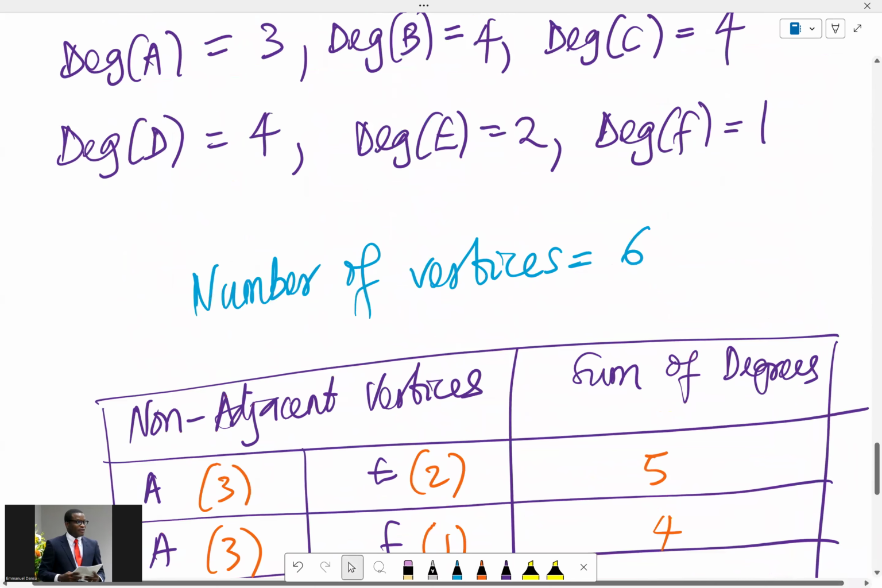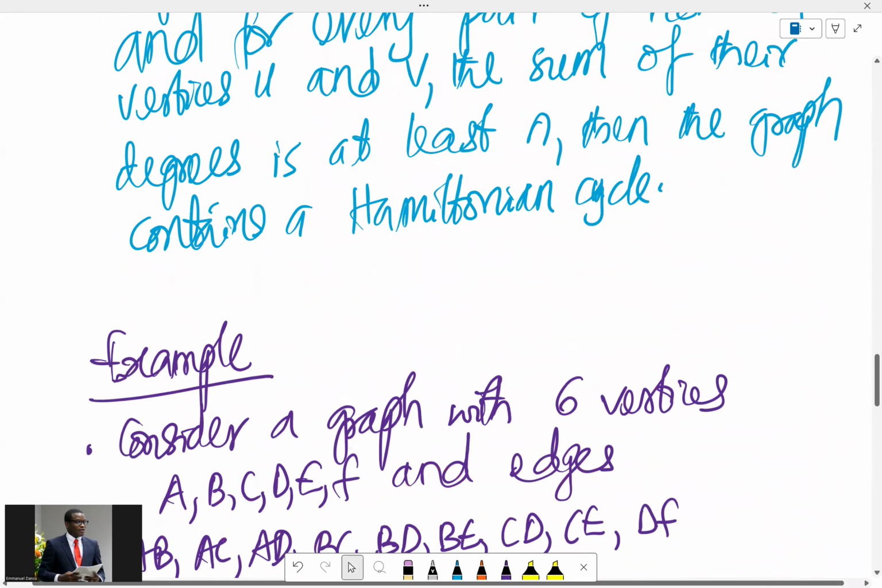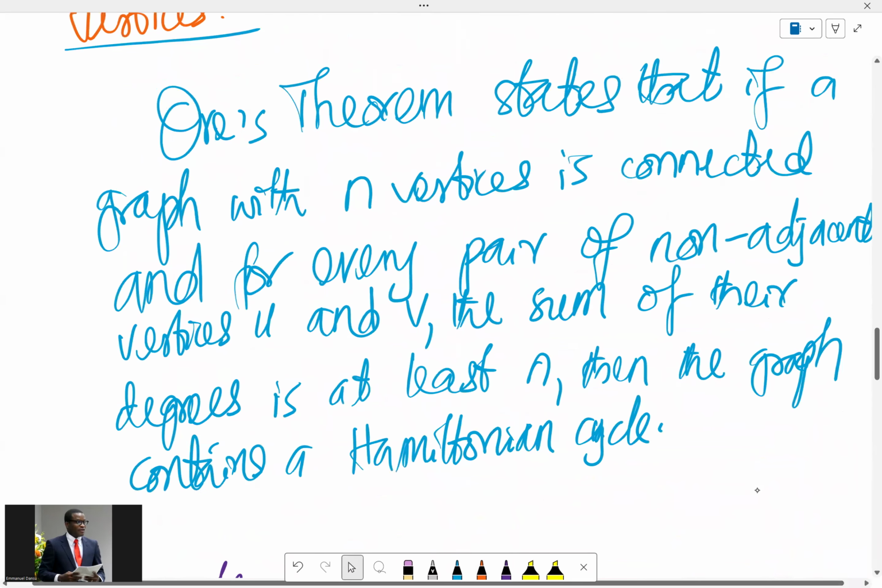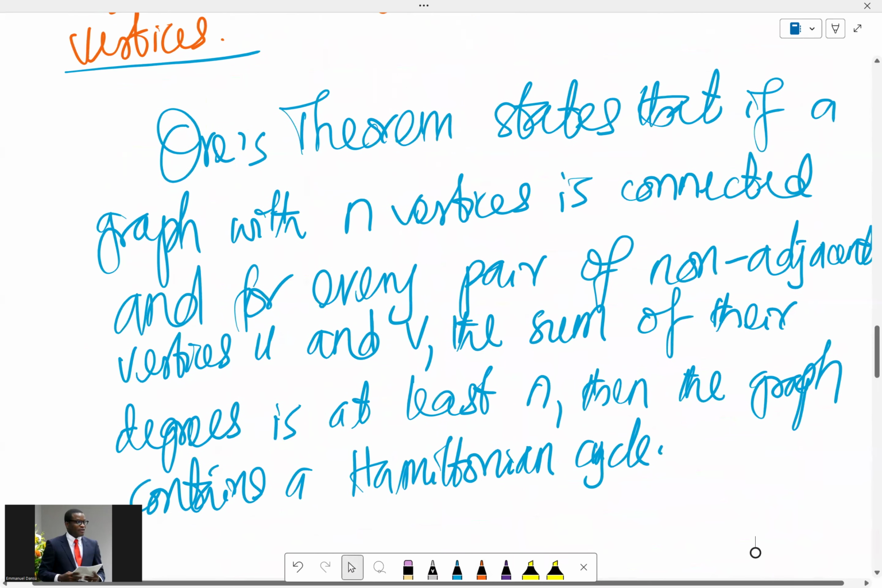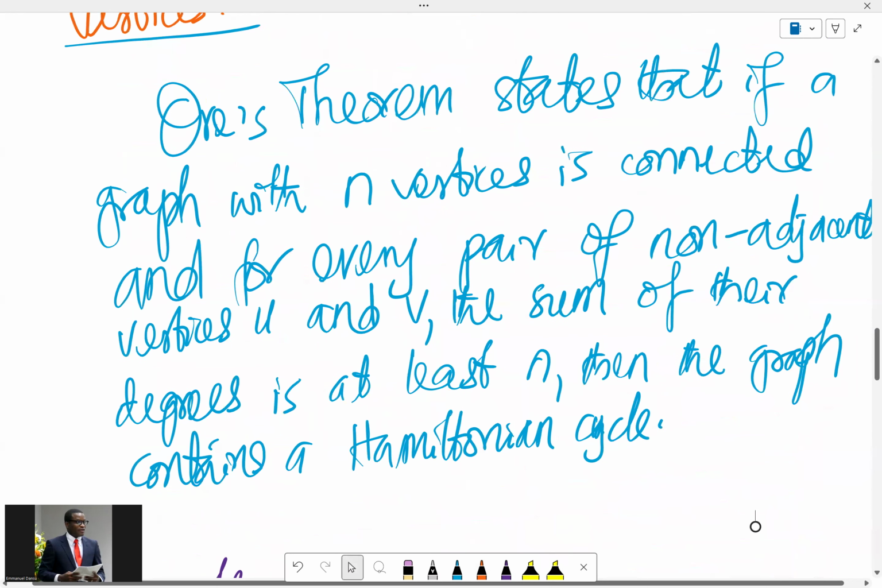The rule says that, Ore's theorem states that if a graph with n vertices is connected, and for every pair of non-adjacent vertices, U and V, the sum of their degrees is at least the number of vertices, then the graph contains a Hamiltonian cycle. Okay. So we can see here that this doesn't seem to contain a Hamiltonian cycle.